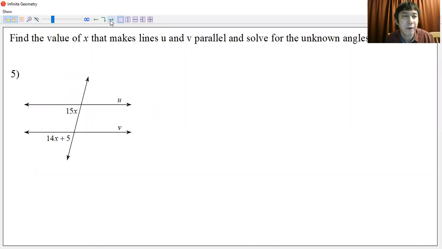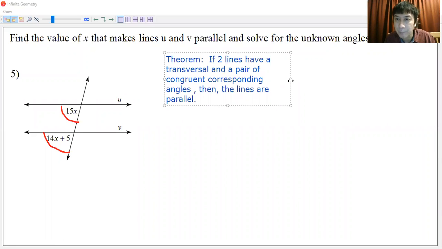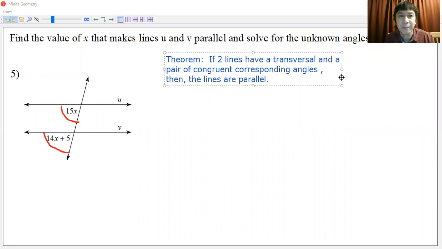Okay, here's number 5. Let's examine the angle pairs. We have one interior, one exterior on the same side of the transversal. We have corresponding angles, so we can still apply the same theorem. There's the theorem. That means the two angles must be equal in measure.